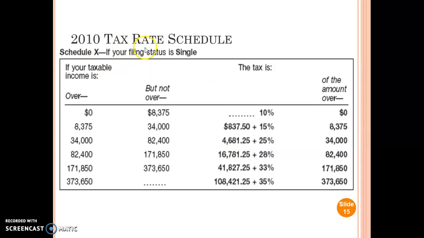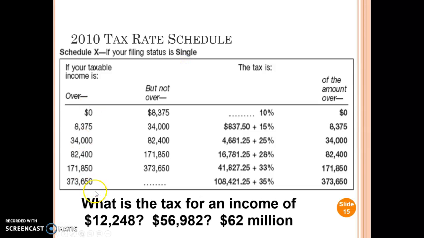So this is from 2010, the tax rate schedule. If you're filing as a single person, here's the formula that we would use to calculate somebody's taxes. So let's take a look at three examples here. I've got a tax for about 12,000, 56,000, almost 57,000, and 62 million. So how would we calculate the tax for this income that we're looking at on our tax returns? Our first thing is to determine where our taxable income fits.